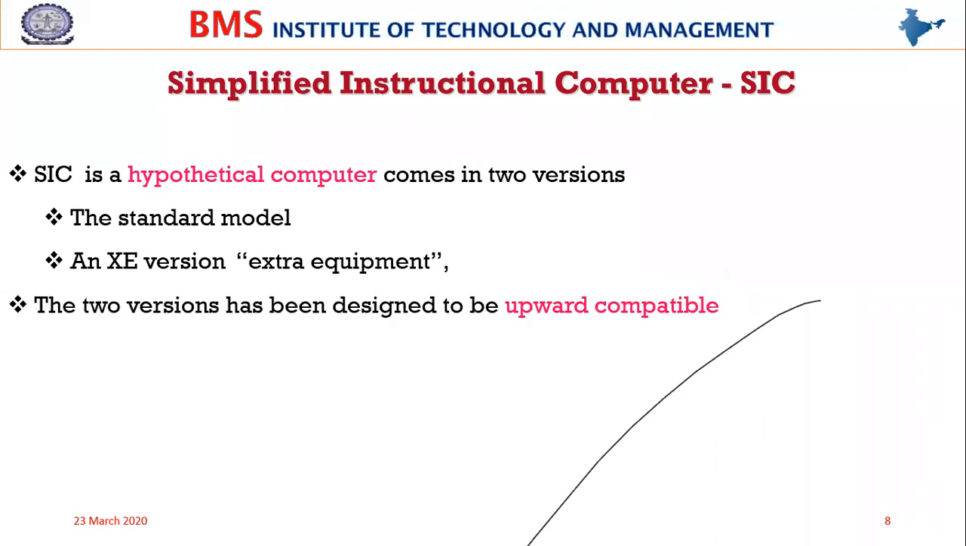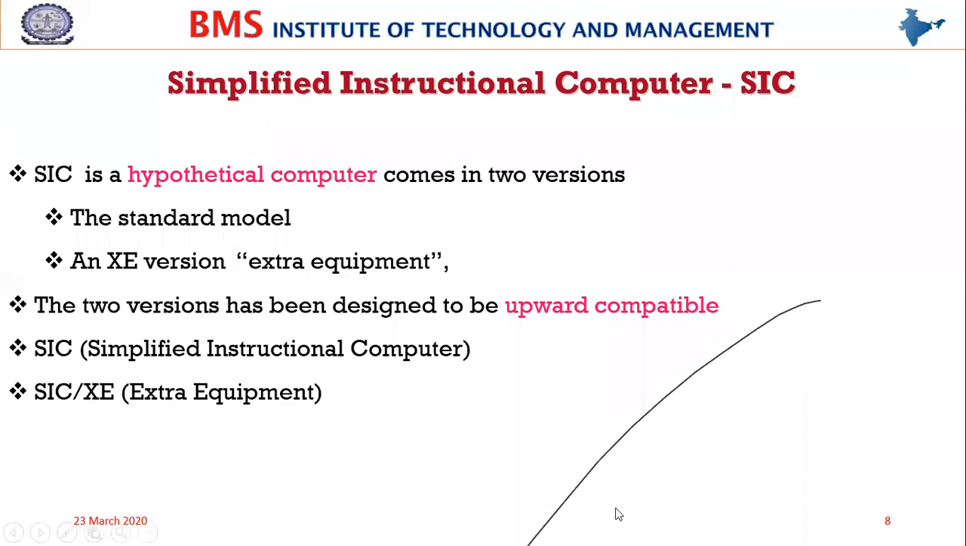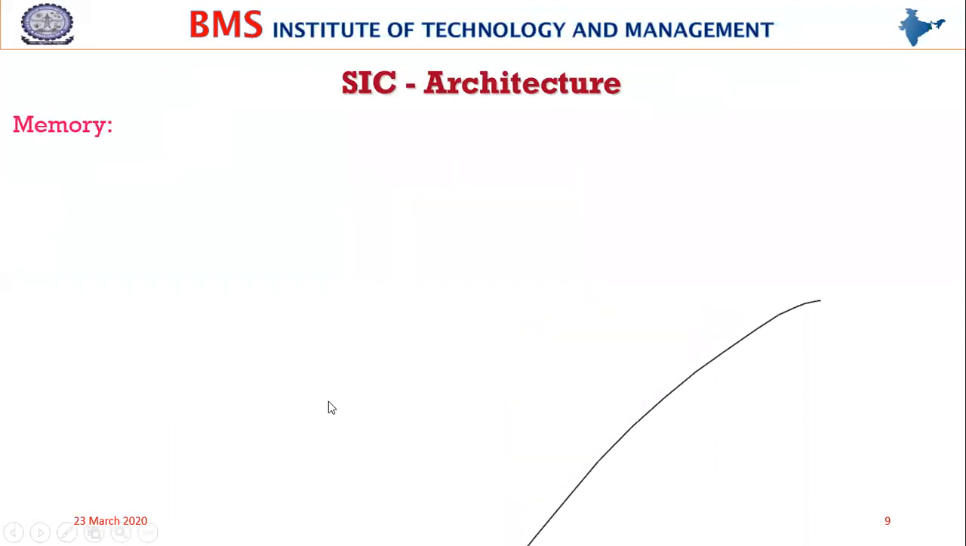SIC is upward compatible to SIC-XC. What I mean by that is, whatever program you have written in SIC can be run in SIC-XC, but the reverse is not true. A program written in SIC-XC cannot be run on the SIC machine, right? SIC-XC, extra equipment. We shall start with the architecture of the SIC machine.